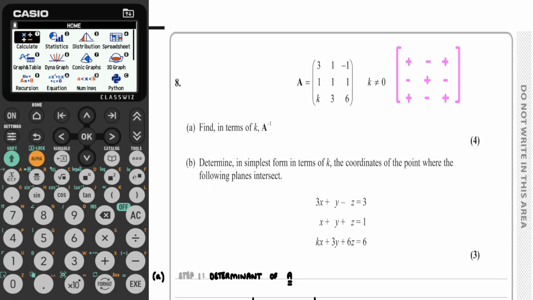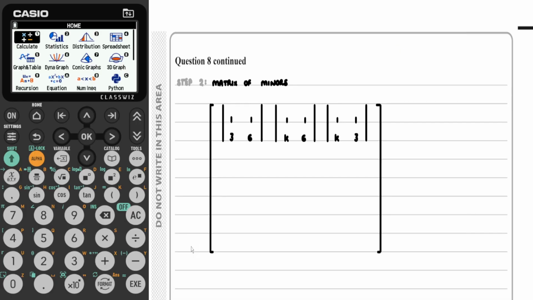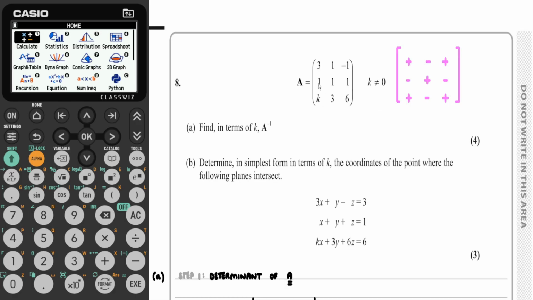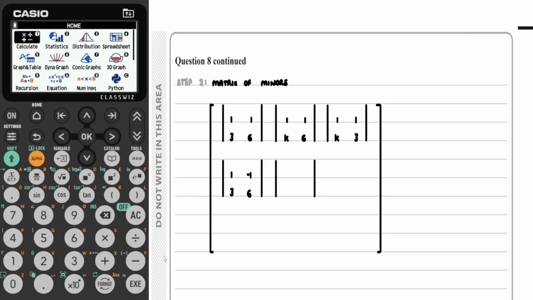For the next element, we cover the second row and the first column and take the determinant of what's left over. So we have the determinant of 1, negative 1, 3, 6. For the next element, we cover the second row and the second column and take the determinant of what's left over. So we have the determinant of 3, negative 1, k, 6.